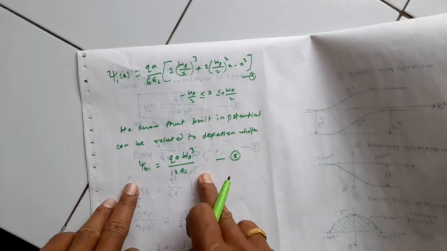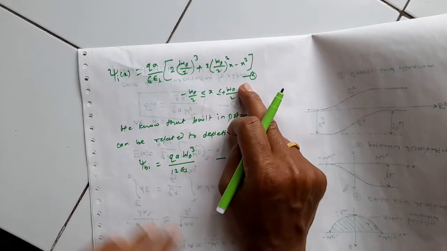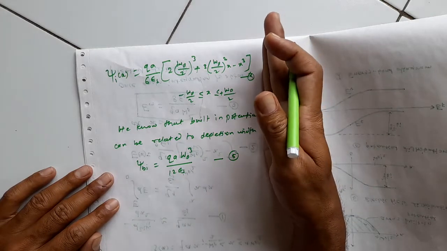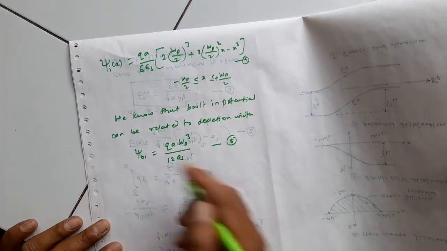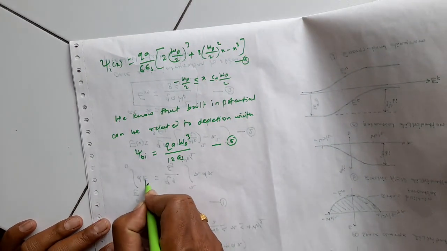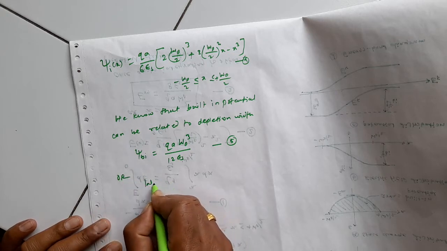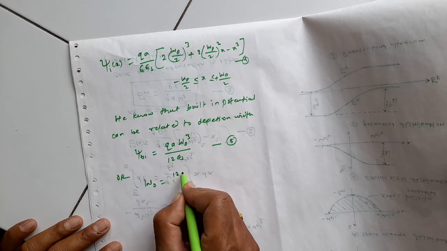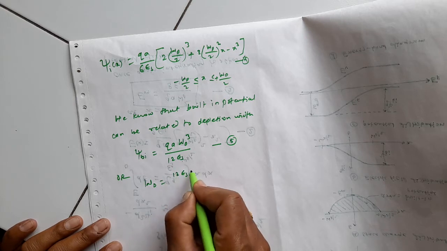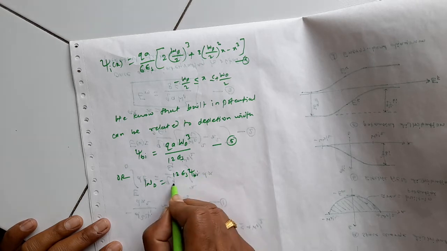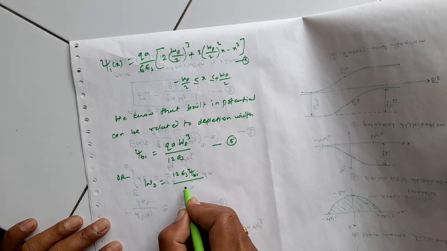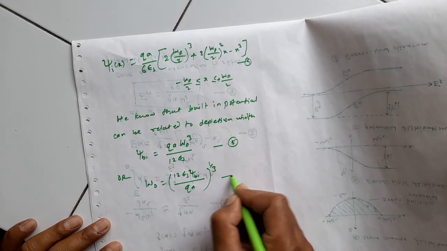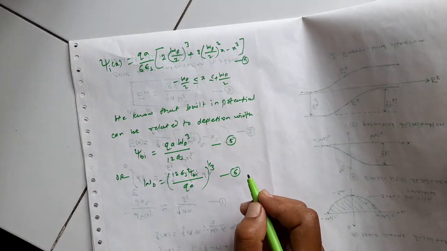So, the built in potential can be calculated from this equation, just substituting the value of x is equal to 0 at the boundary between the two regions. From this equation, we can calculate W d as well, or else W d is equal to 12 epsilon s psi b i upon q a, raised to 1/3. Okay. So, this is equation number 6.